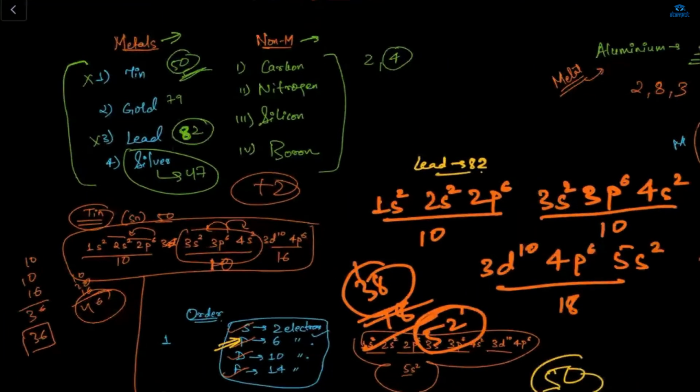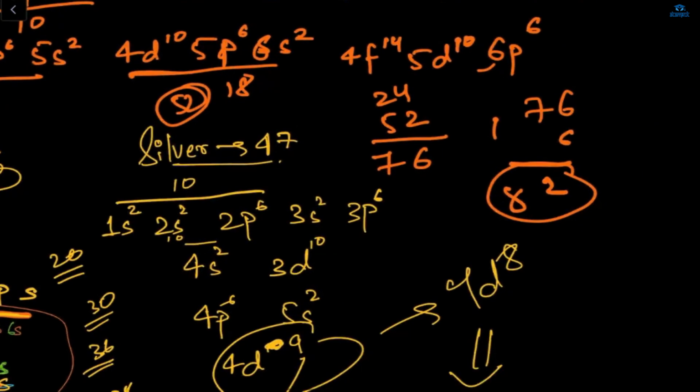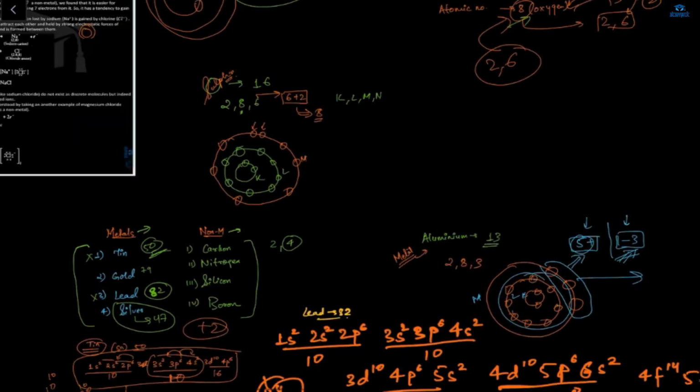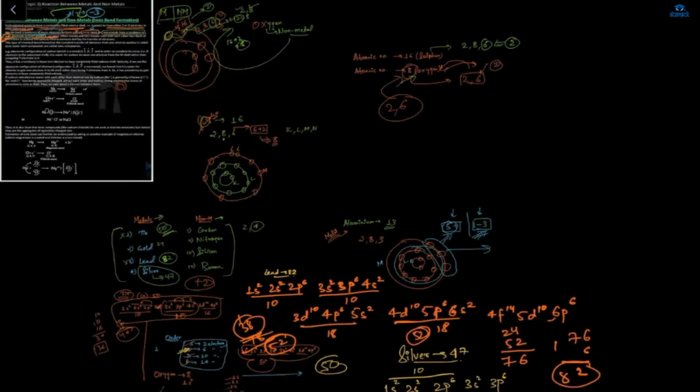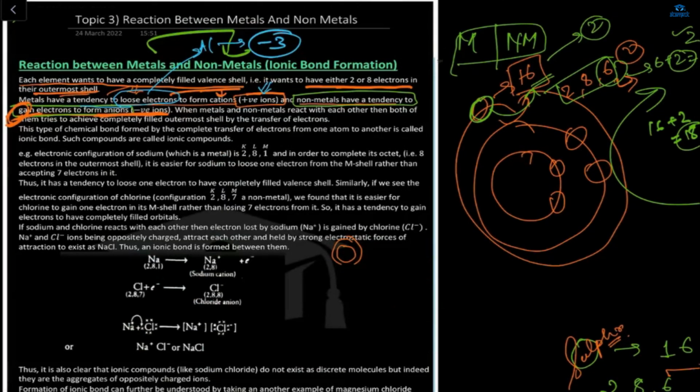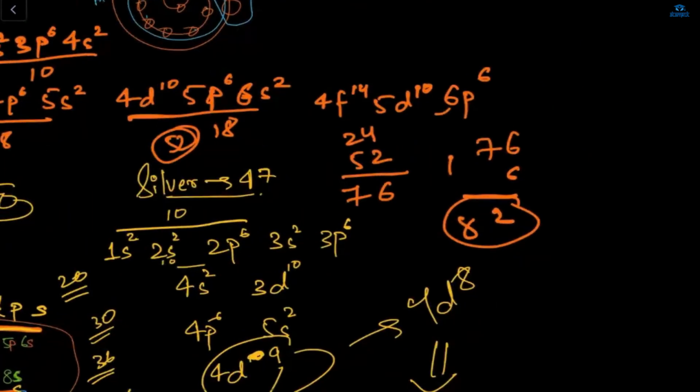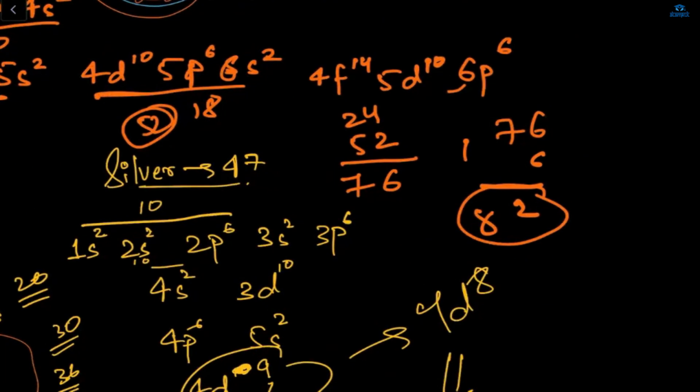Are you sure that lead is 82? Yes, ma'am, it's written. Okay, and what is lead? Lead is a metal, and metals have a tendency to lose electrons.